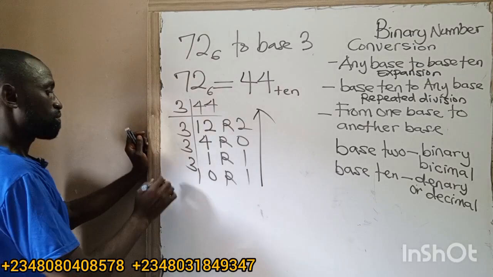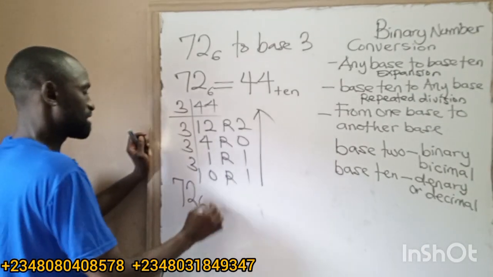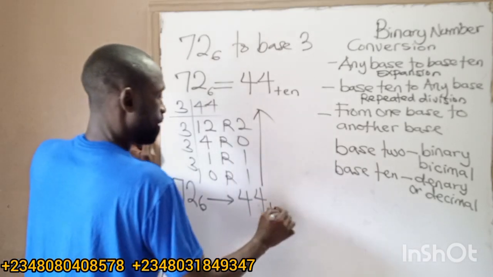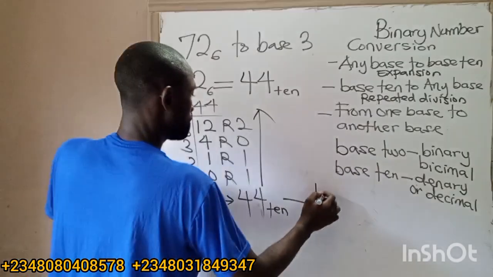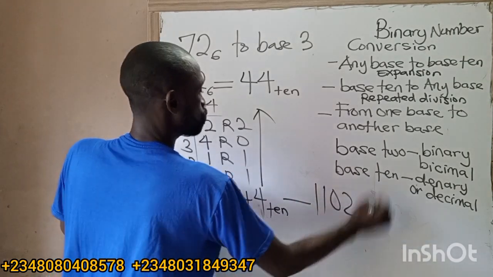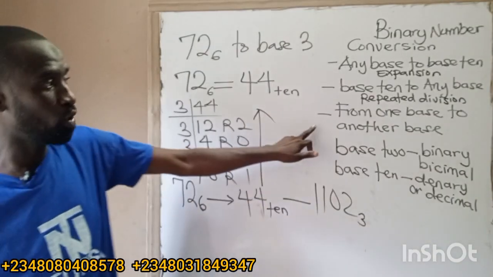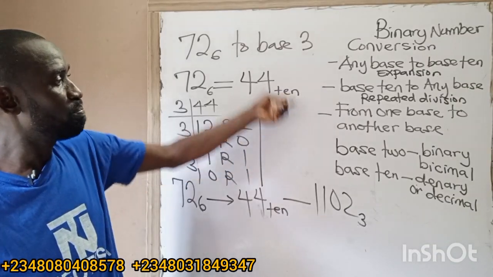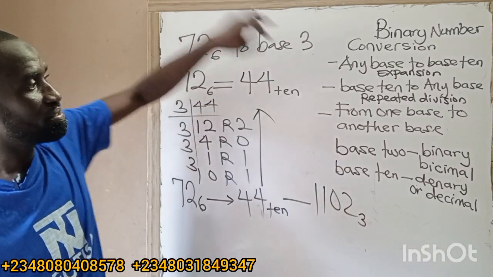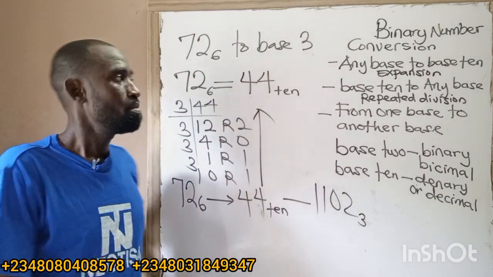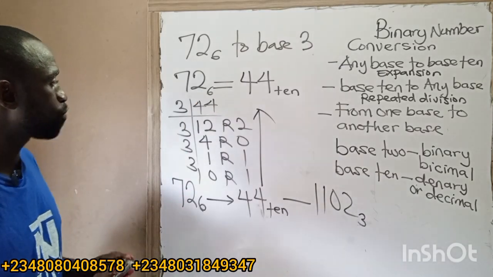1102. So it means 72 base 6 is equal to 44 base 10, which will now give us 1102 base 3. Okay, that's the idea, which is the third one. From a given base to another base, and base 10 is not inclusive, you must first convert to base 10 before we go to the required base.